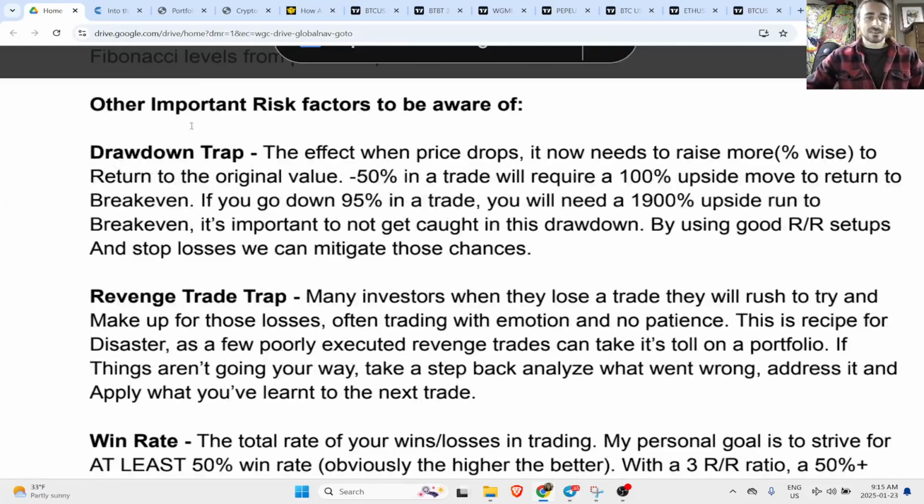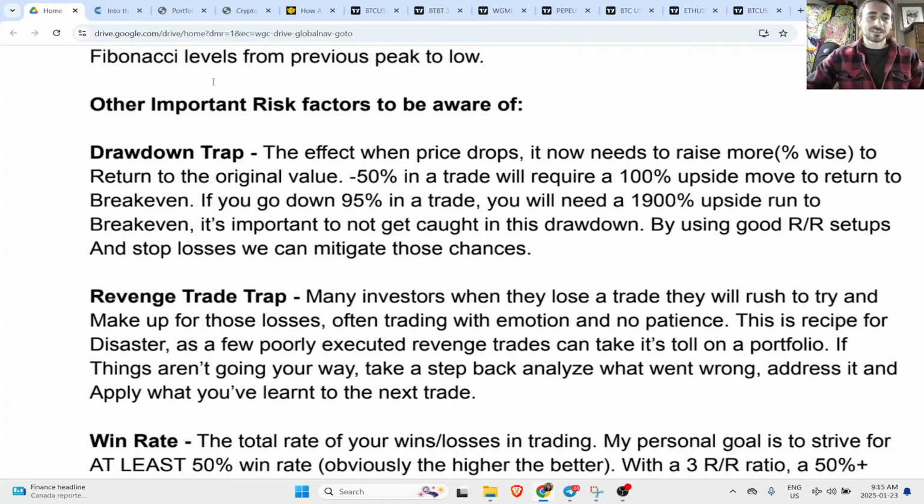We do see other important risk factors to be aware of. So the drawdown trap: essentially when price drops, a lot of people are under the assumption that they just need to go up that amount to get back to break even. If the price of your asset were to drop 50%, it doesn't actually work out. If it were to gain 50% from that drop, you would still be down overall. So if you were to lose 50% in a trade, you actually have to go up 100% from that level just to get back to break even.